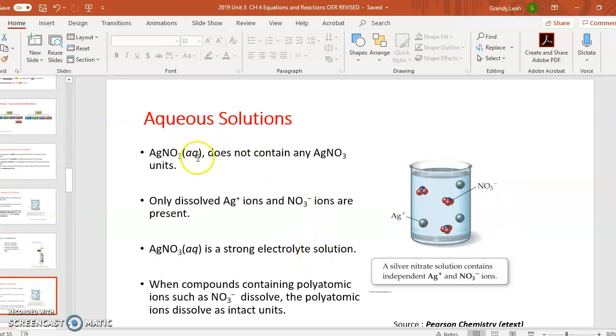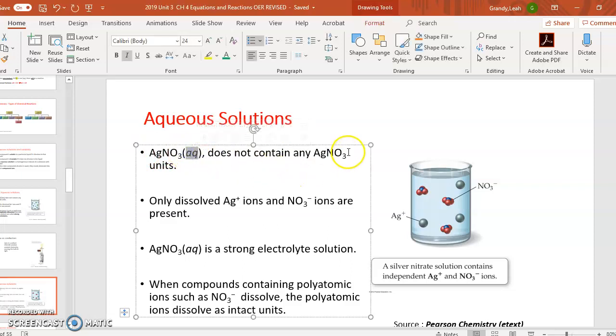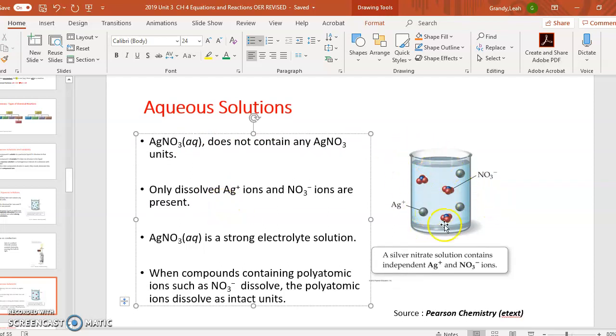So a little bit more about aqueous solutions. AgNO3, for example, silver nitrate. If it's (aq), this is what's important, it does not contain any AgNO3 units together. They split apart. So when we have positive and negative, we've got splitting apart, only if it's aqueous. All right, so what that means is that in this beaker of water, we only have Ag plus floating around and NO3 negative floating around amongst the H2O molecules. There are no AgNO3 complete units. This is a strong electrolyte, so we've got ions floating around. It would conduct electricity if we were to set that up.